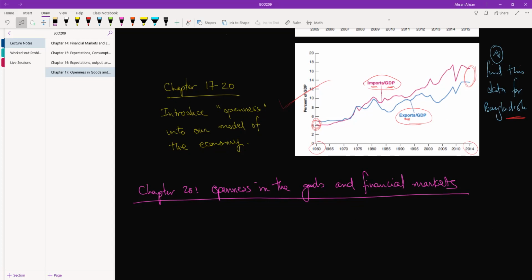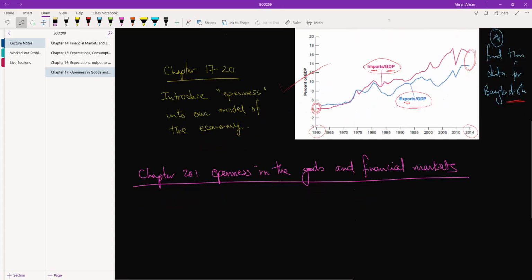This chapter is effectively divided into two parts. In the first part, we're going to talk about openness in the goods market, and in the second part, we'll talk about openness in the financial market. So effectively, let's talk about the dimensions of openness. Openness has three dimensions. One is, of course, openness in the goods market.